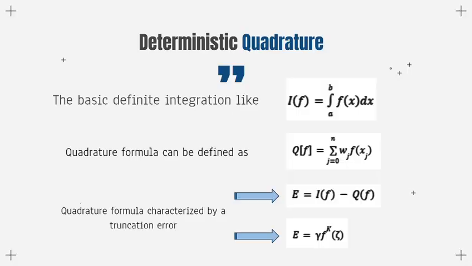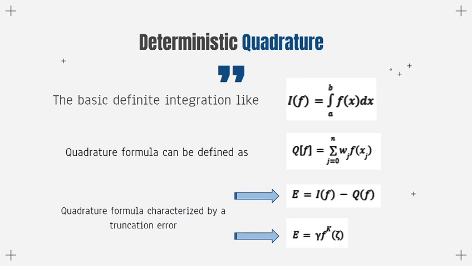Now let us go to the deterministic and Monte Carlo method part. First, the deterministic quadrature. The quadrature formula can be defined as this formula, where W is the width and S is the knot. The quadrature formula is also known as the closed formula. The knot can be calculated using the formula A plus J times H, while the width can be calculated using the formula B minus A per M.